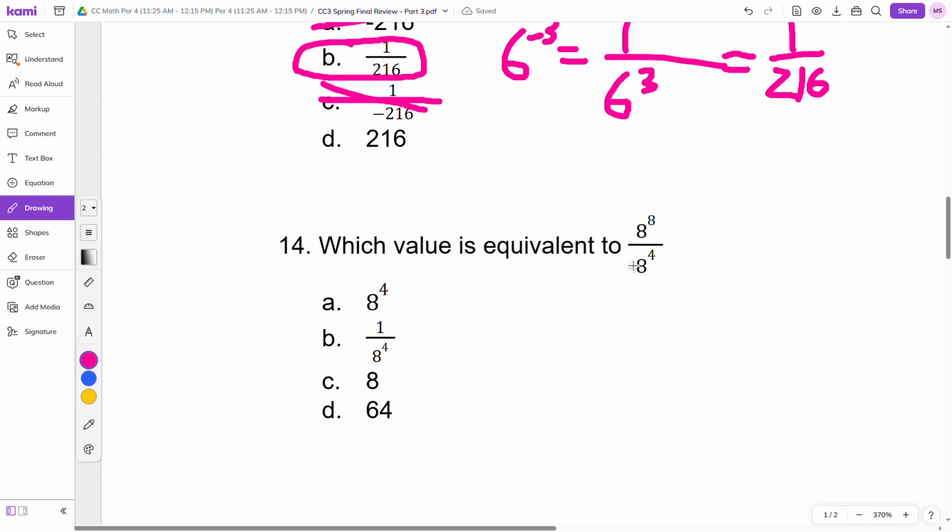Number 14. Which value is equivalent to 8 to the 8 over 8 to the 4? Well, again, like before, we just subtract these exponents. So we just do this, 8 to the 8 minus 4, which is 8 to the 4. And this time they didn't simplify it. They just left it as is, and so the answer is A.